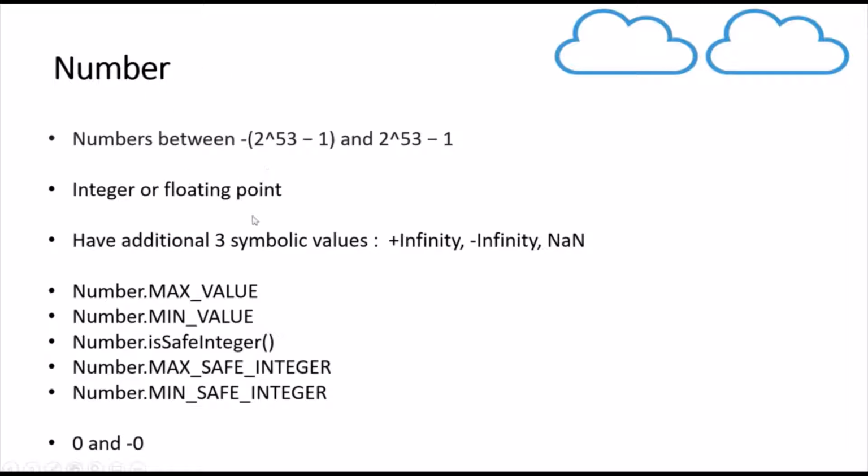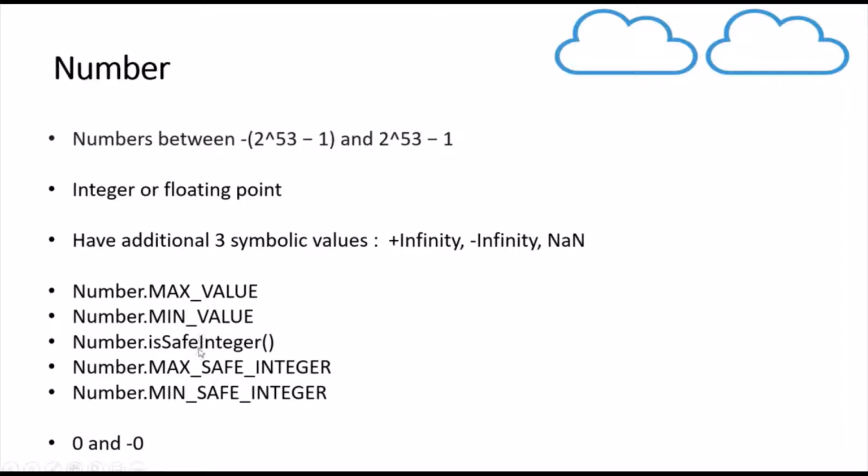We also have three additional symbolic values under the number data type: positive infinity, negative infinity, and NaN. NaN represents not a number. We will see each of them also. Then there are certain properties and functions under the number data type. We have Number.MAX_VALUE and Number.MIN_VALUE, which represent the maximum possible and minimum possible values under the number data type.